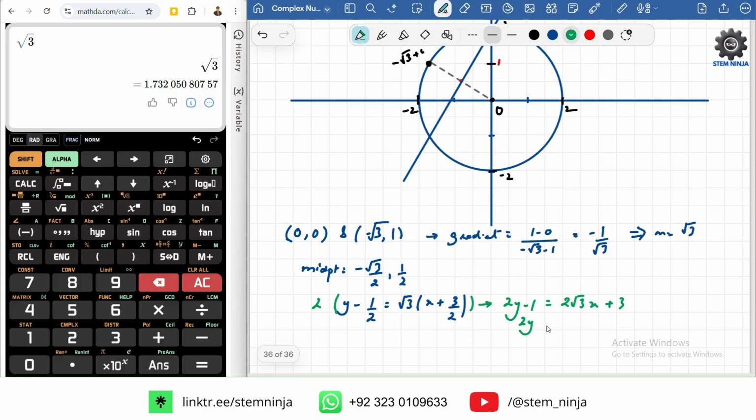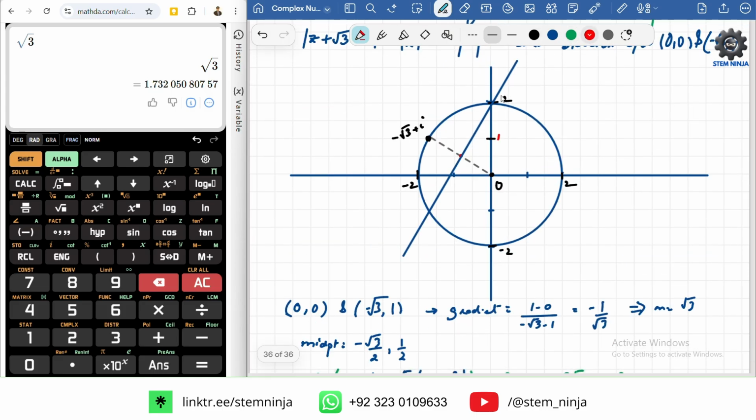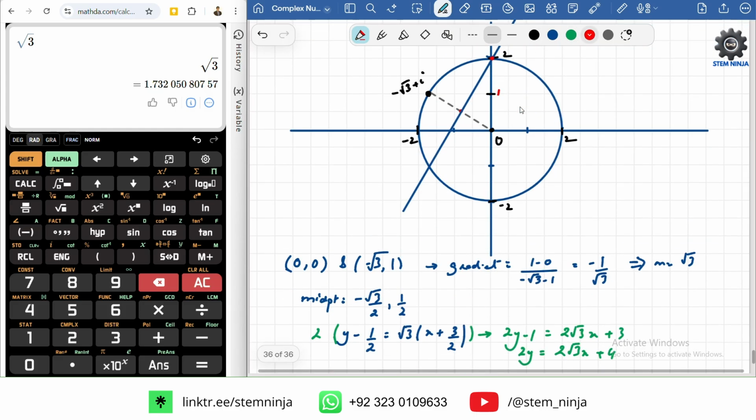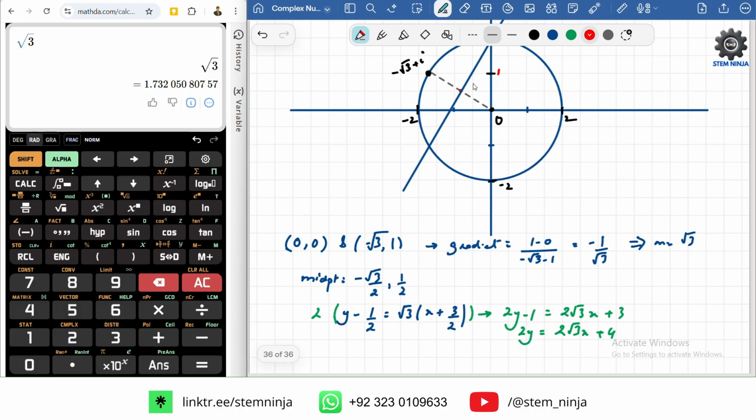Okay, so this would be 2y is equal to 2 root 3x plus 4. That means the y-intercept is 2, right? So that part is correct, right? So it is passing through 2. But what about the x-intercept?